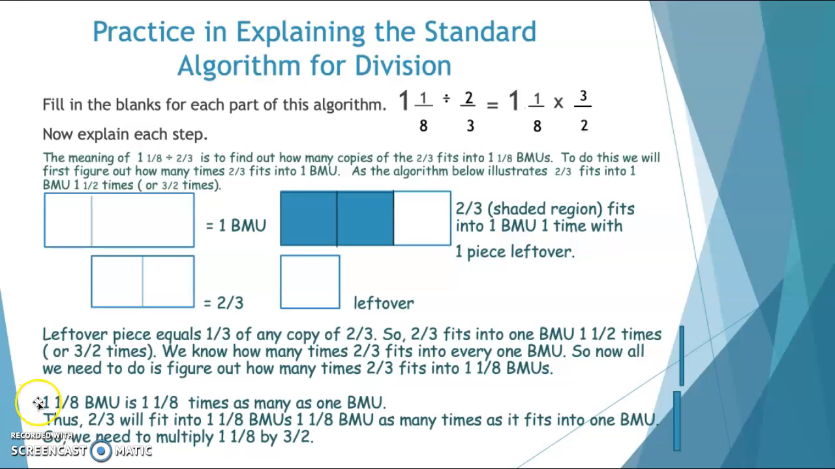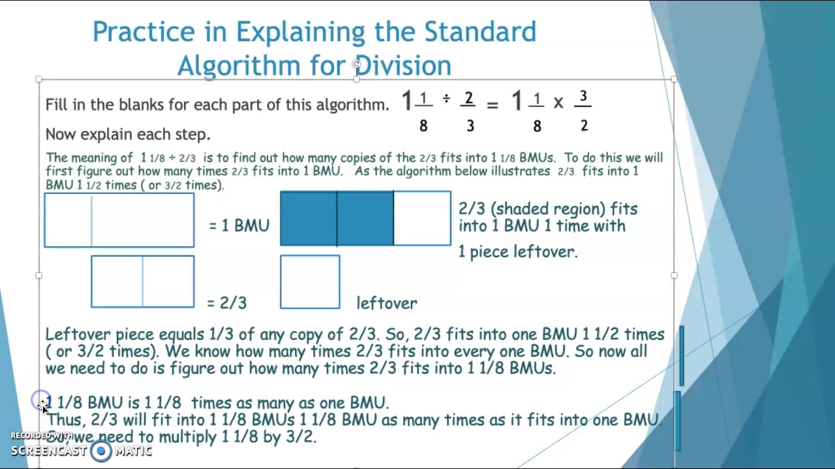Dropping down, I did change the format here. Remember, we've talked in class about how sometimes we like to have 1 sentence, 2 sentence, 3 sentence. Sometimes for your students, you want to put a space in between. So let's read this together. 1 1/8 BMU is 1 1/8 times as many as 1 BMU. Thus, 2/3 will fit into 1 1/8 BMU as many times as it fits into 1 BMU. So we need to multiply 1 1/8 by 3/2.